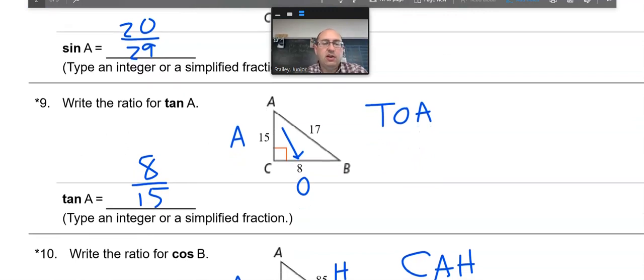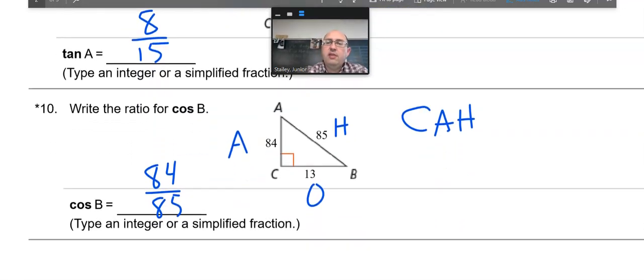Question 9 here, tangent, opposite over adjacent. So the opposite side is here, the hypotenuse is there, that only leaves one side left, which is the adjacent. So 8 over 15, it doesn't reduce, so don't waste your time trying. Some of them do, some of them don't.